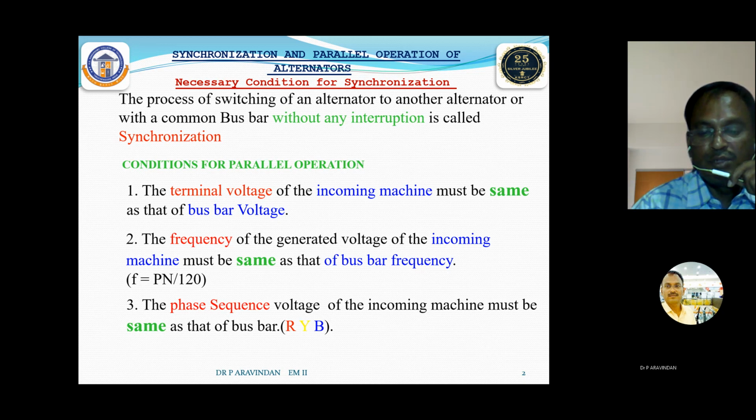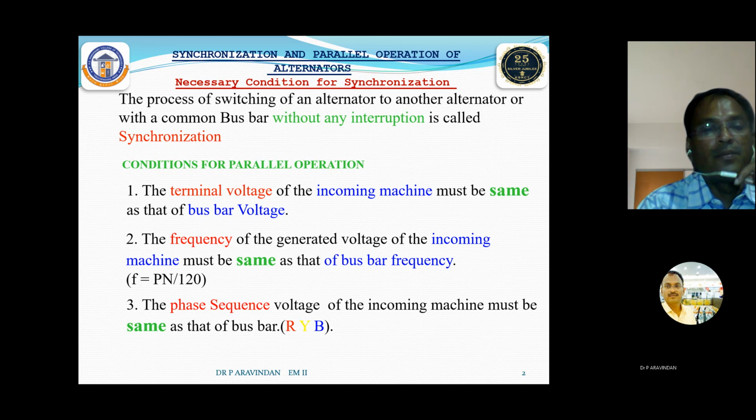The process of connecting an alternator to another alternator or to a common bus bar without any interruption is called synchronization. The synchronous machine which is to be synchronized is normally called the incoming machine. In this background, we are going to discuss the necessary conditions for parallel operation. We should look into three important conditions before making the parallel operation.